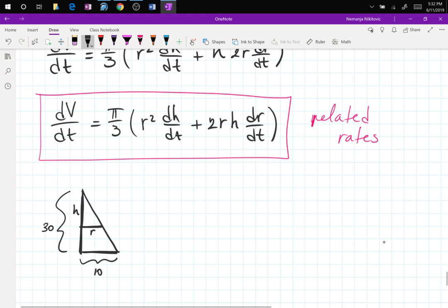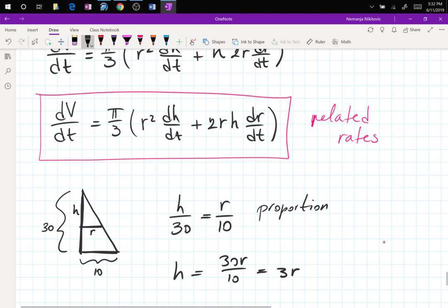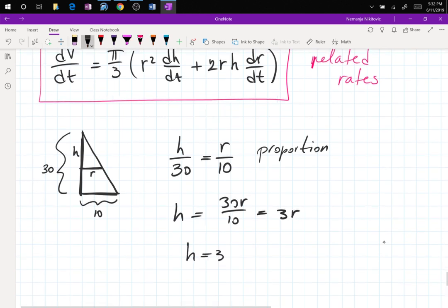You can write the proportion, h is to 30, r is to 10. So that's a basic proportion from algebra. And you can solve for, let's say, h, because when 30 goes to the other side, it will go up. 30 divided by 10 is 3. I can write it: 30r over 10, which is 3r. So now we know that h is 3r.